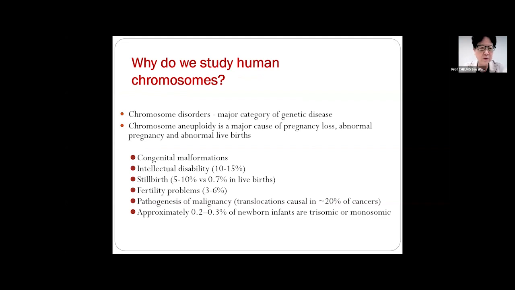So why do we study chromosomes? Because it's a major category of genetic disease. Chromosome aneuploidy is a major cause of pregnancy loss, abnormal pregnancy, and abnormal live births, such as congenital malformations, intellectual disability, about 10 to 15%, stillbirth, fertility problems, and pathogenesis of malignancy. Approximately 0.2 to 0.3% of newborn infants are trisomic or monosomic.